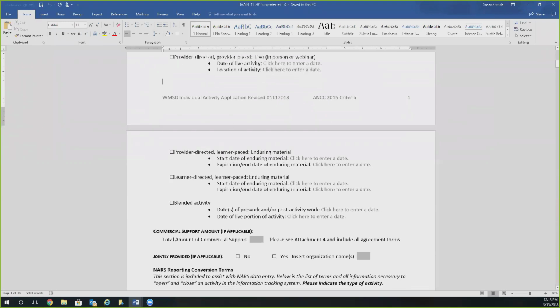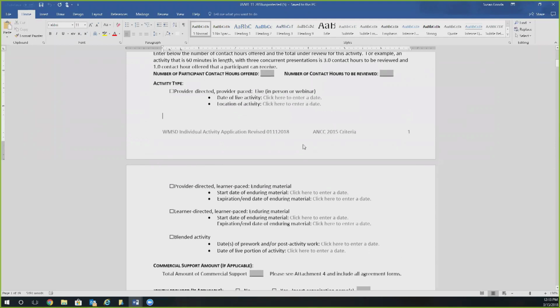A provider-directed, learner-paced enduring material. Well, let me go back. If you're doing a webinar session or a live session that you've recorded here, and you want to make it available to people that they can click on, then you are at a provider-directed, learner-paced enduring material. So you put the date of the start and the expiration date.